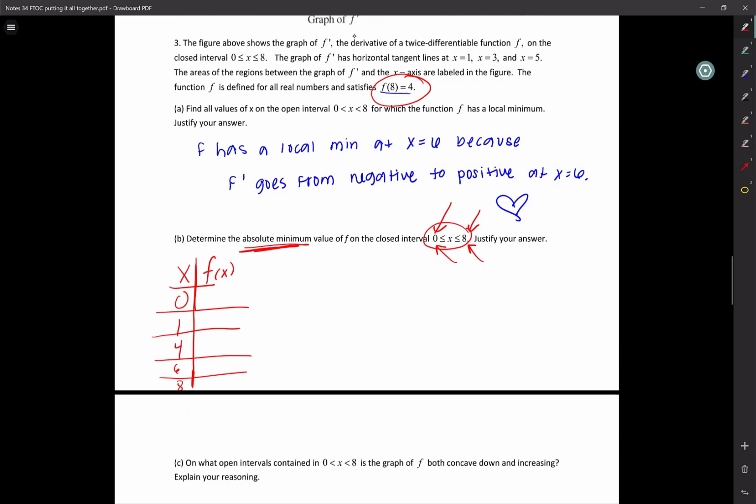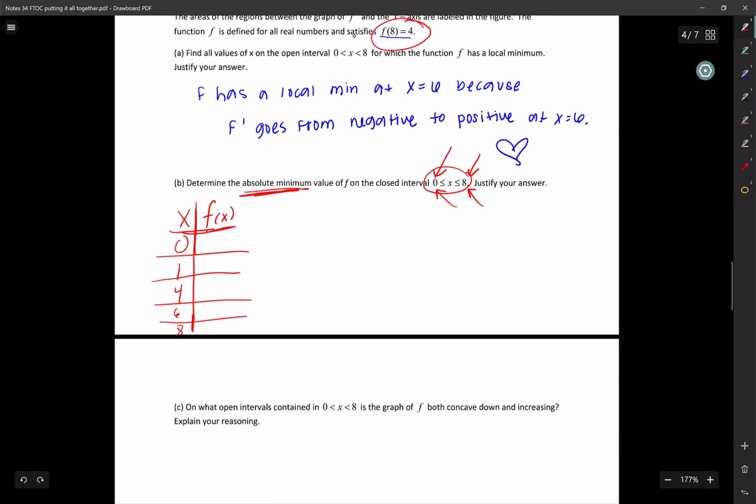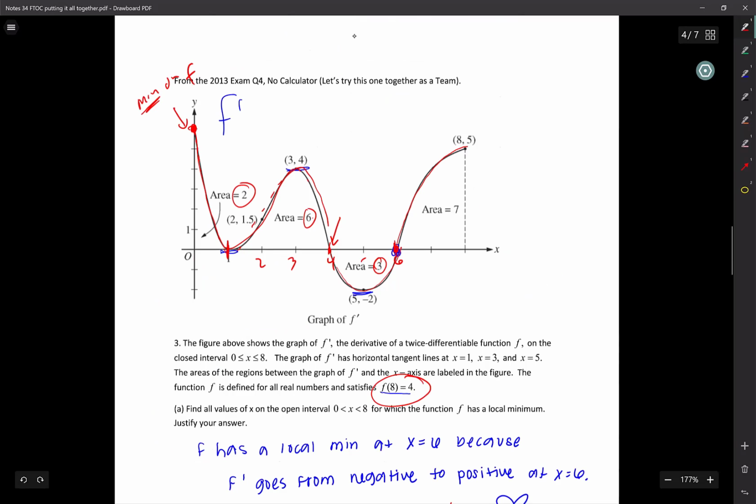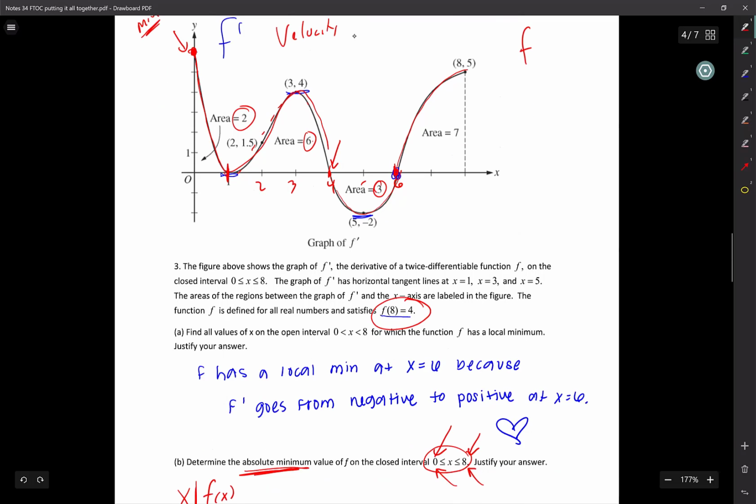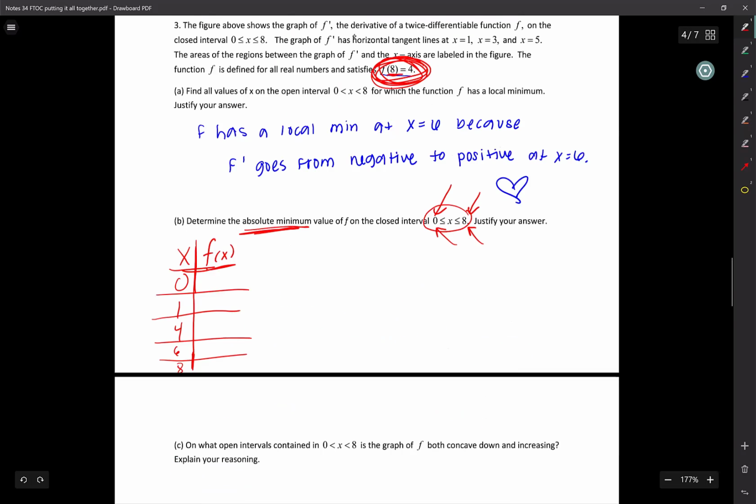All right, look at this, guys. If you're having a hard time with this, think of f prime as velocity, and think of f as position. They give me my position at 8. My position is 4. So we have to go backwards. I can find my position at any x value by knowing f of 8 is 4, plus the displacement from 8 to x of f prime of t dt. It doesn't matter what variable we use there.